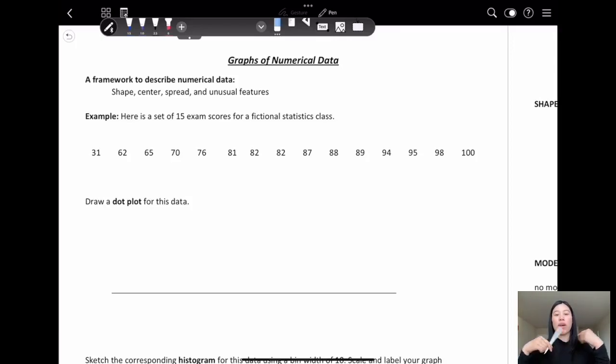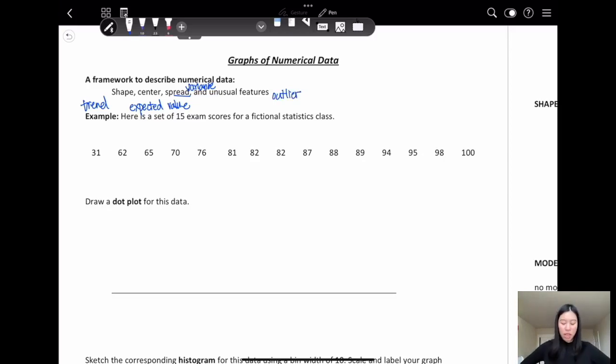So today we will talk about the graphs of numerical data. There are some frameworks to describe numerical data, such as the shape, center, spread, and unusual features. What is the shape of numerical data? It is such as the trend. Center basically is asking for the expected value or the median of the data. Spread means the variance. Unusual feature is outliers.